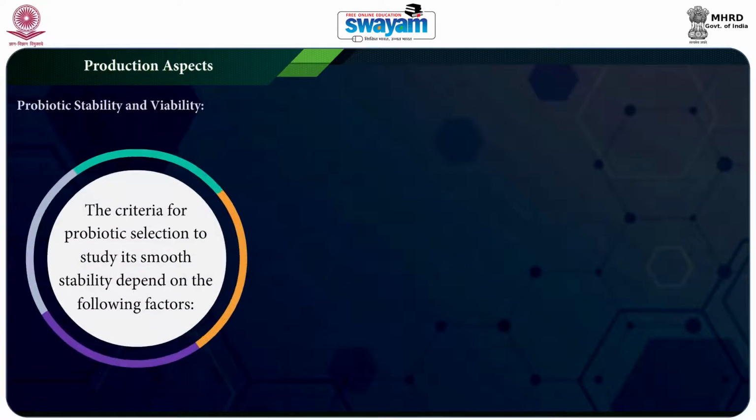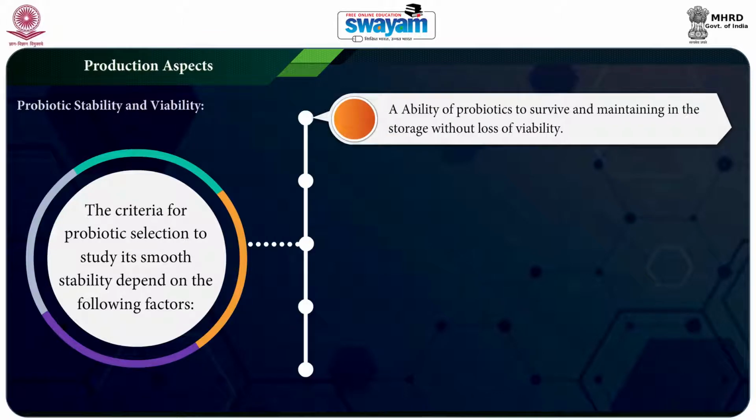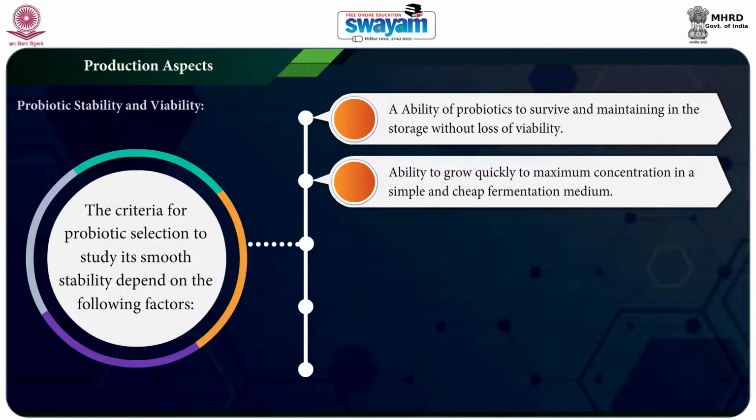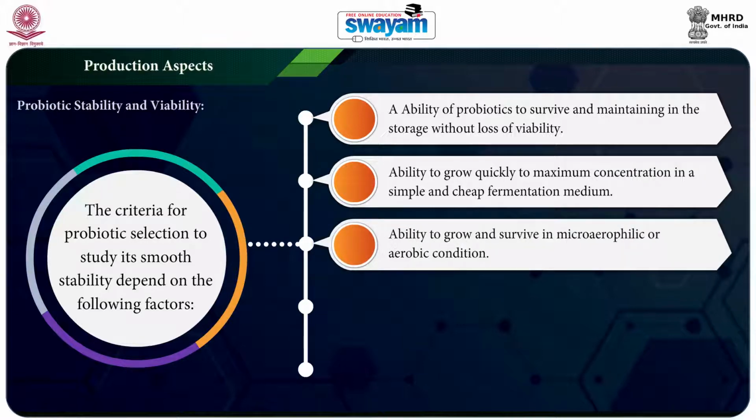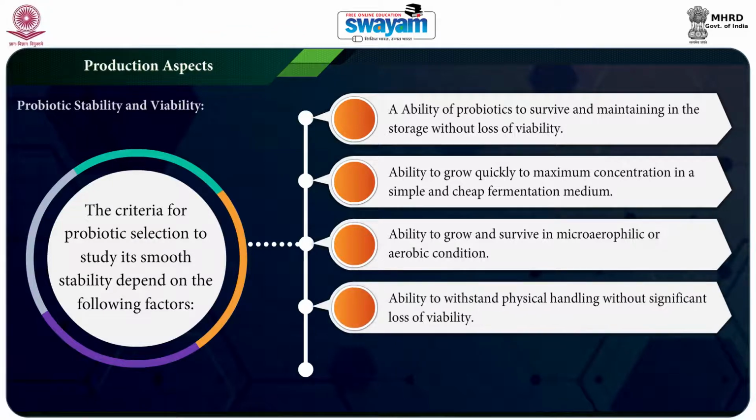The criteria for probiotic selection to study its stability depends on following factors. First, ability of probiotics to survive and be maintained in the storage without loss of viability. Second, ability to grow quickly to maximum concentration in a simple and cheap fermentation medium. Third, ability to grow and survive in microaerophilic or aerobic conditions.